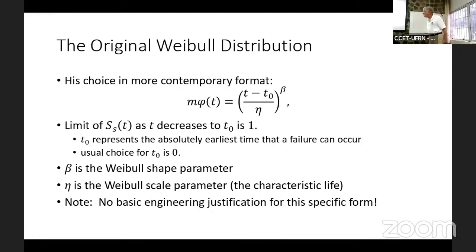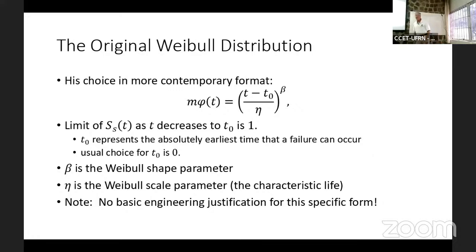Eta is usually called the Weibull scale parameter. You see what I mean by being confused about what we mean by scale, okay? But beta is the Weibull shape parameter. Eta is the Weibull scale parameter. We'll call it the characteristic life because I'm dealing with times, but it could be the characteristic load if I'm looking at strength. It's just whatever the characteristic is.